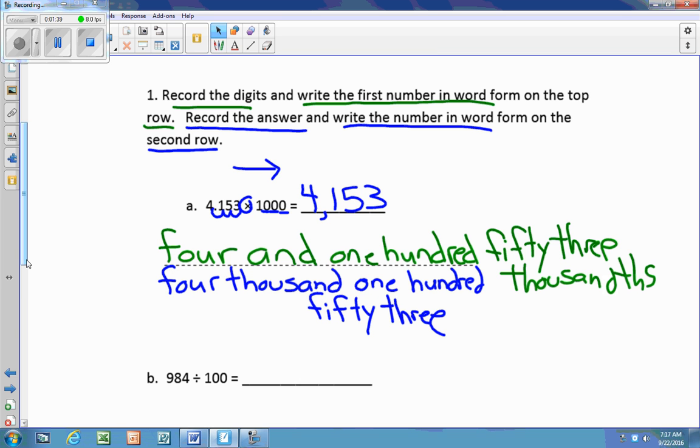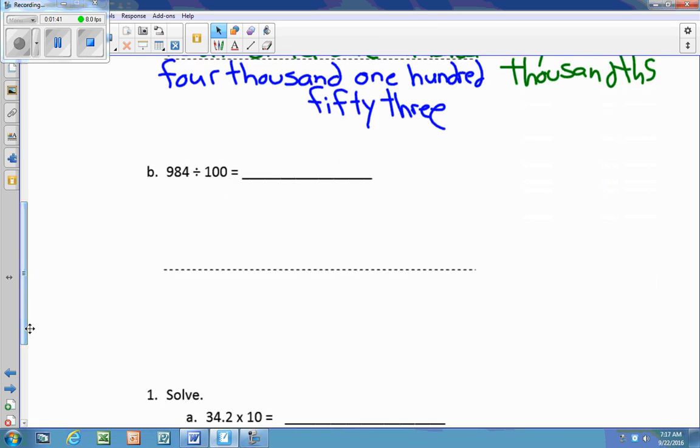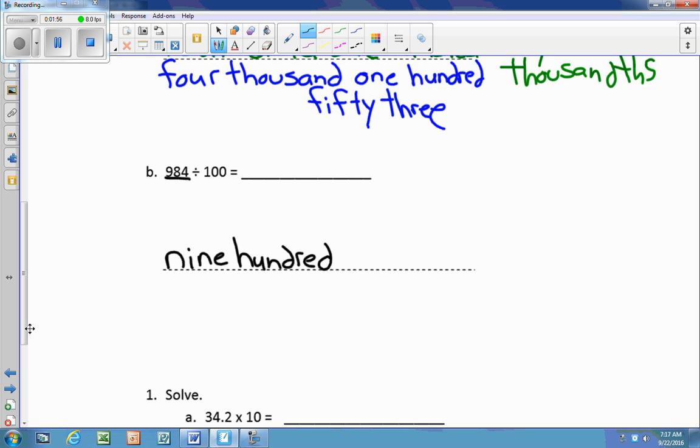We're going to look now at letter B. This time, we're going to write that very first number, which is right here. So we write 984.